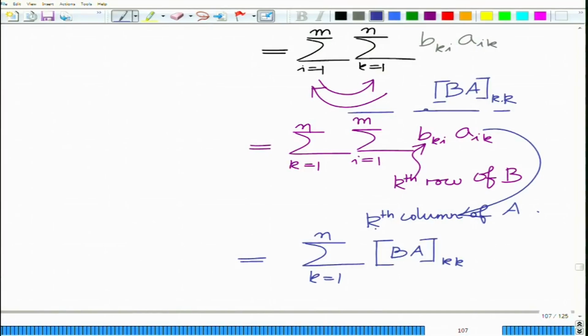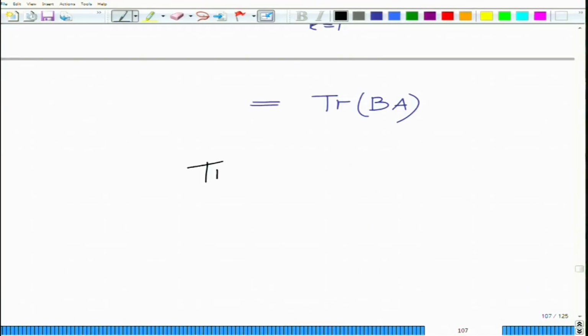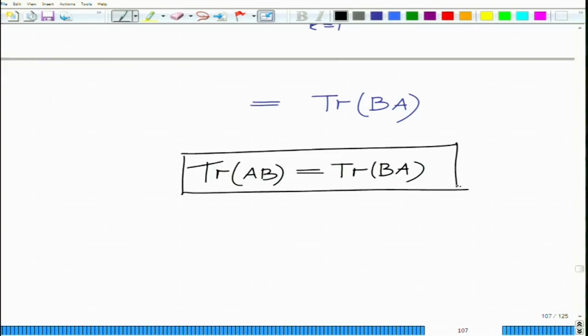This is nothing but the trace of BA, and therefore what we have is trace AB equals trace of BA. This is a very handy property, because in general for matrices you do not have a commutative property, that is, AB is not generally equal to BA, but trace of AB equals trace of the matrix BA. This is an interesting property of matrices which will come in handy in several problems or several optimization problems where you have to manipulate matrices or the product of matrices, alright.